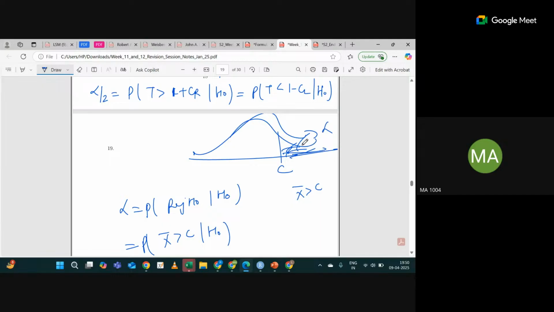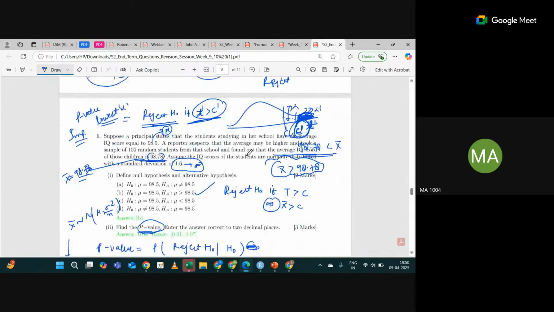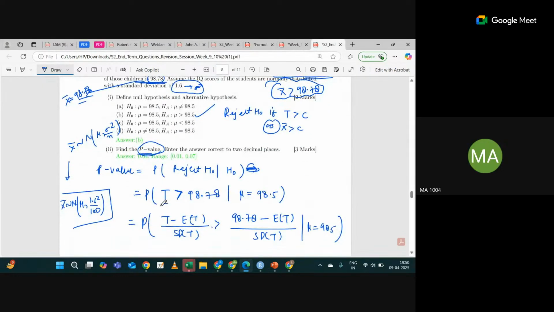Now, in case of p value, this 98.78 is given to me based on the sample. I will check the lowest part. I will try to find this part. So in case of p value, you have to start with the test statistic. You have to check whether it's greater than this part or not.